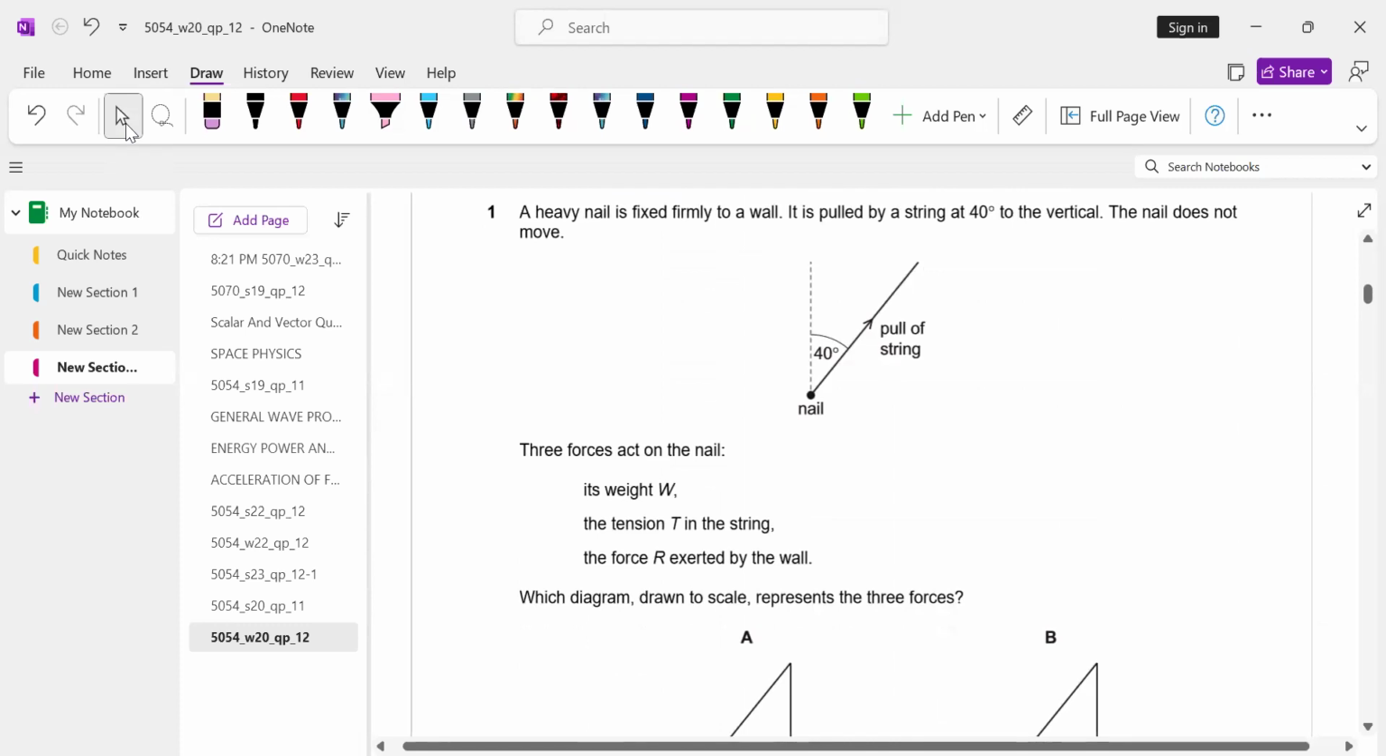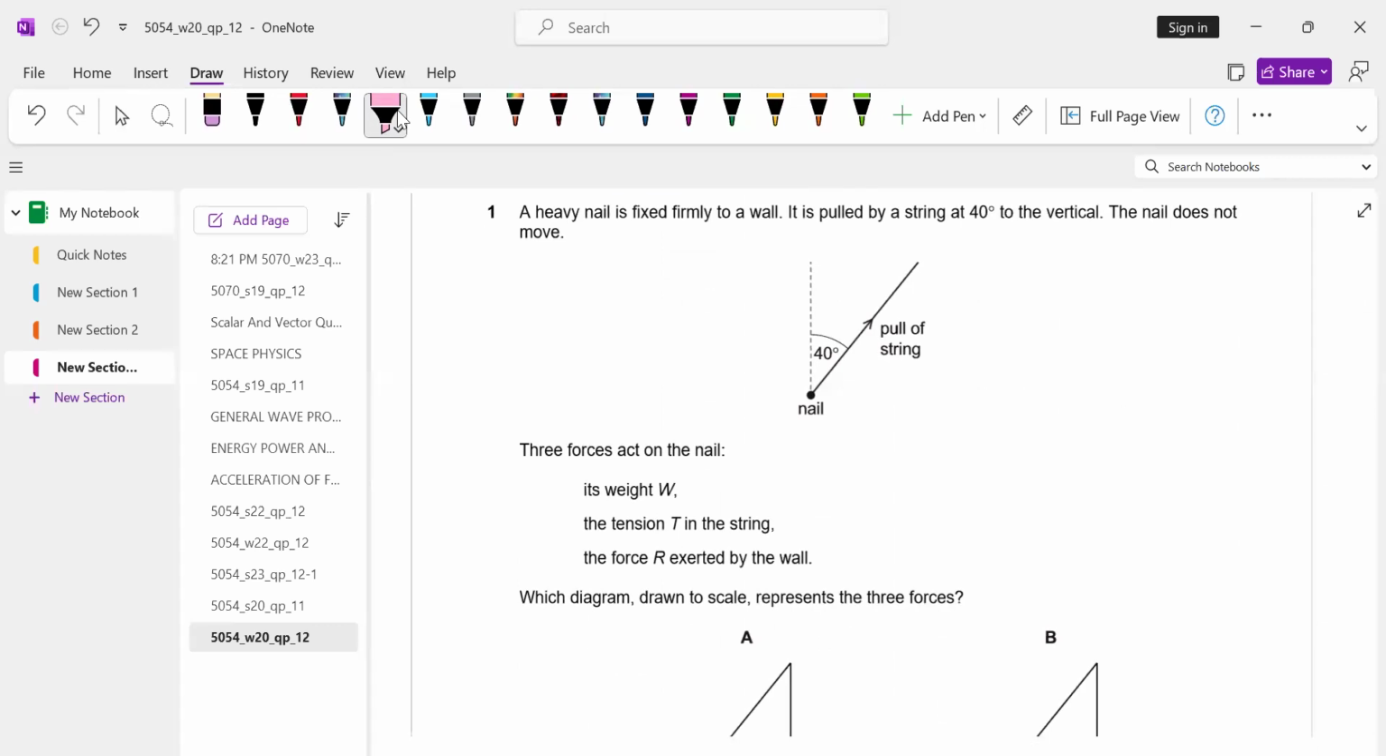A heavy nail is fixed firmly to a wall. It is pulled by a string at 40 degrees to the vertical. The nail does not move. Three forces act on the nail: its weight, W, the tension in the string, and the force exerted by the wall. So there are these three forces. The direction of one force is given here, the pull of the string.